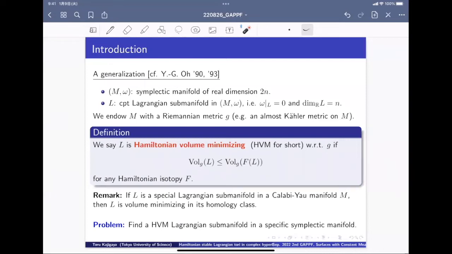We should remark that there is a notion of special Lagrangian submanifold in a Calabi-Yau manifold. In this case, it is automatically volume minimizing in its homology class, so it must be Hamiltonian volume minimizing. So the notion of Hamiltonian volume minimizing Lagrangian submanifold is a weaker notion than the special Lagrangian submanifold. And the basic problem is to find a Hamiltonian volume minimizing Lagrangian submanifold in a specific symplectic manifold, for example, in a Kähler manifold.